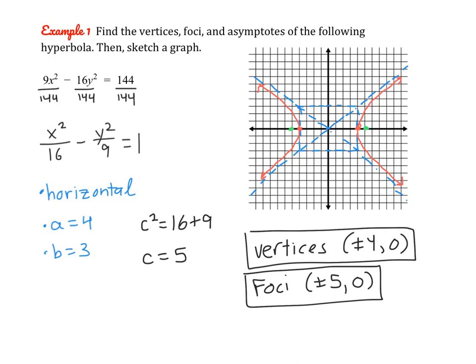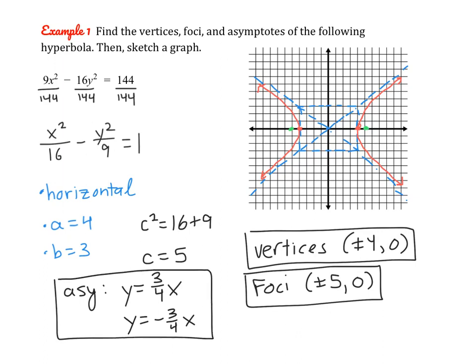So one of our asymptotes has the equation y equals 3 over 4x, and then the other one just has a slope of negative 3 over 4. So y equals negative 3 over 4x. And remember, both asymptotes go straight through the origin, which makes it really easy to create the linear equation. And there you have it. So now we've found everything we need, and we have a nice sketch of our graph.